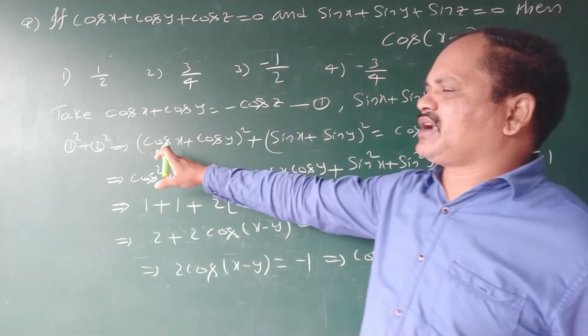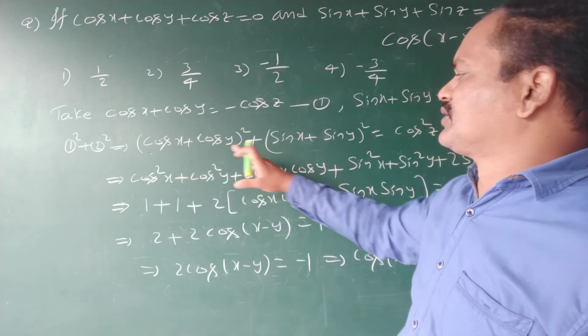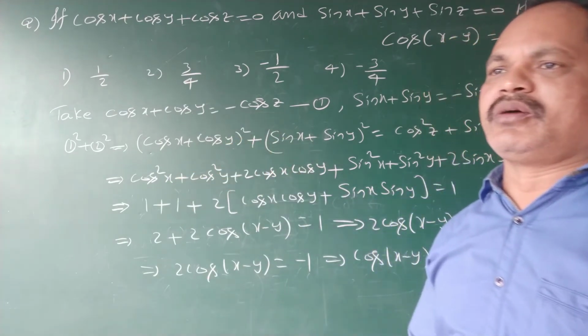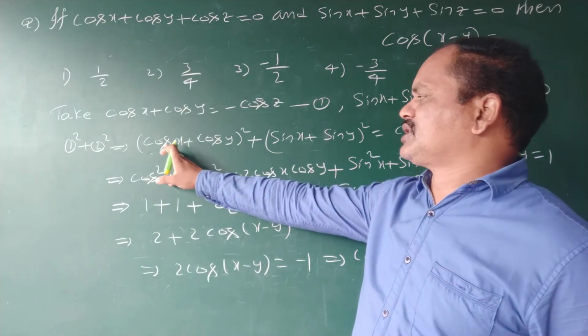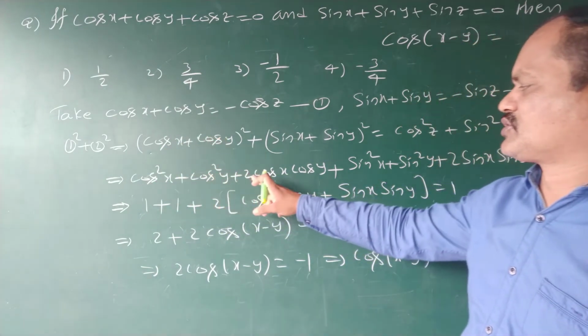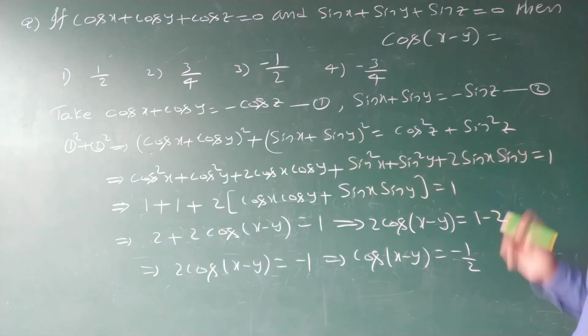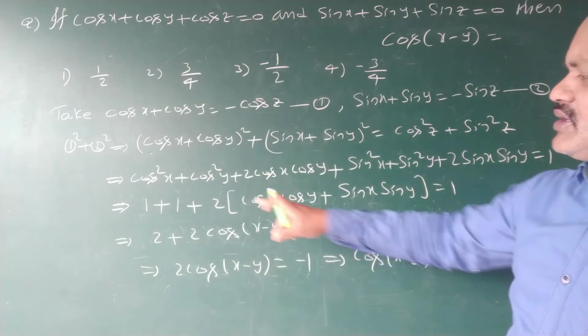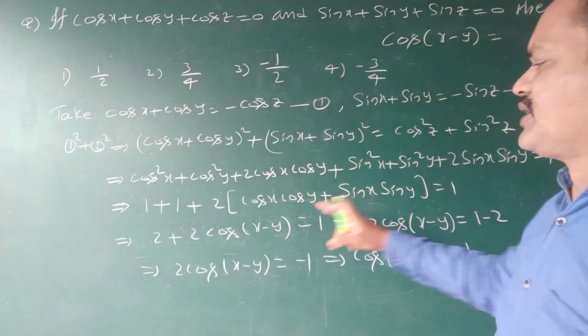Here, expand these two in the form of (a plus b) whole square. That's why a square plus b square plus 2ab. That is cos square x plus cos square y plus 2 cos x cos y, and sin square x plus sin square y plus 2 sin x sin y. That's why cos square x plus sin square x is 1, and cos square y plus sin square y is 1.